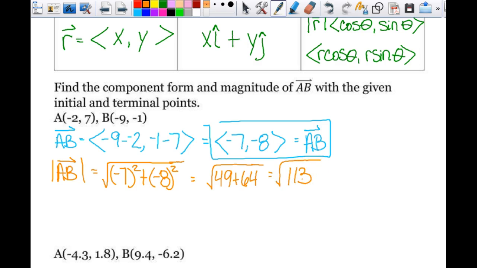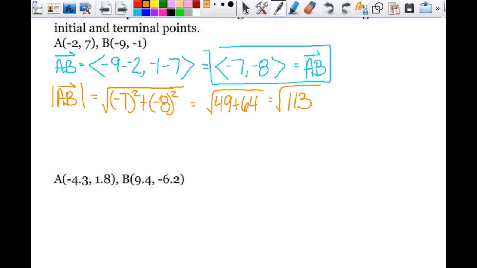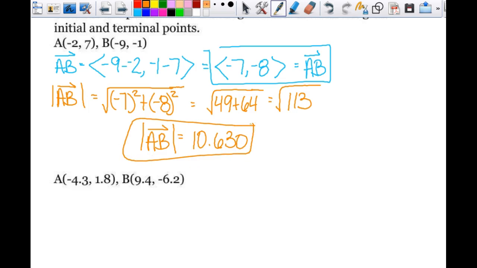So then the square root of 113, which really from the very beginning, you could have done all this on the calculator because you're not going to be able to give me a decimal for 113 out of your head, and I know that. But so the magnitude of AB is equal to 10.630. Easy enough? Good. Just got to make sure you know what's being asked of you here. Any questions?